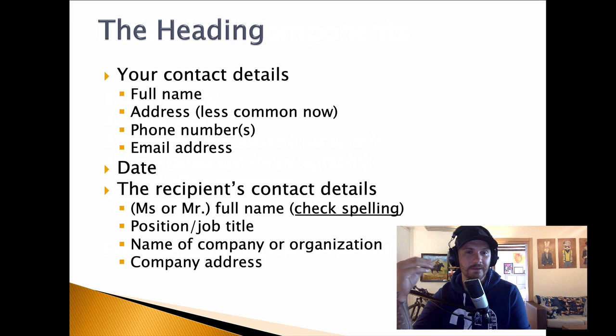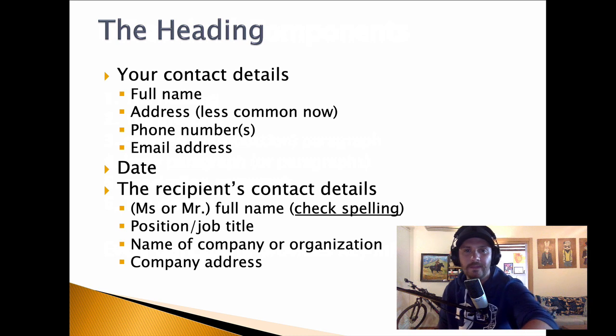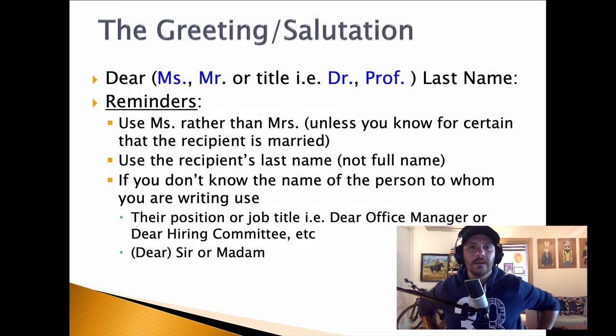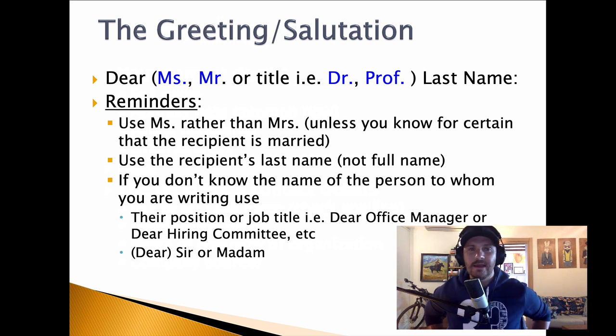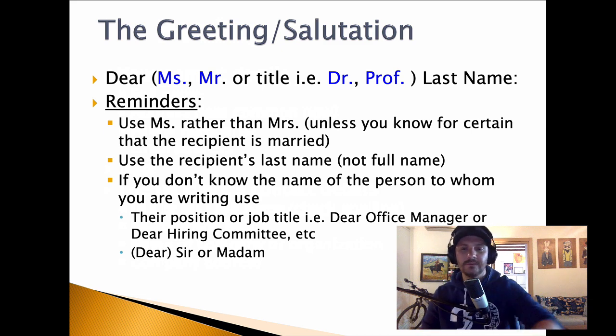But if their information doesn't exist online on their LinkedIn account or on the company account, then you wouldn't put it, right? You would just put maybe their email and their name instead, and their position and the company name. If you don't even know who will be reading this, then you could put Dear Hiring Committee or Dear Office Manager, something like that. Ms. is a good one if you want to use a non-gender-specific title.